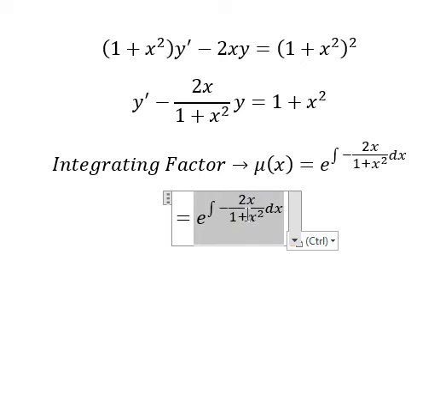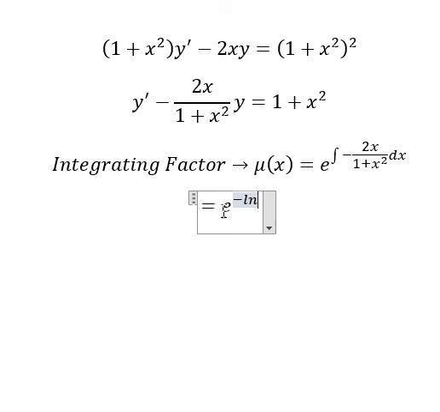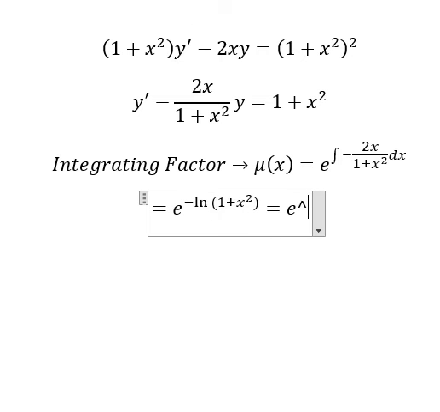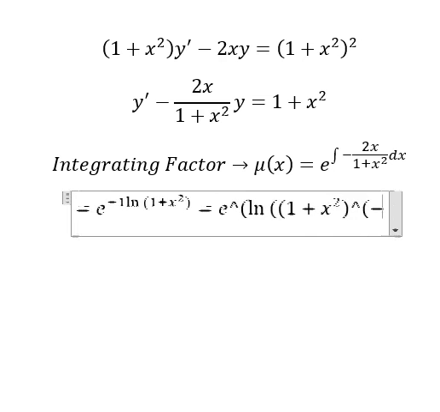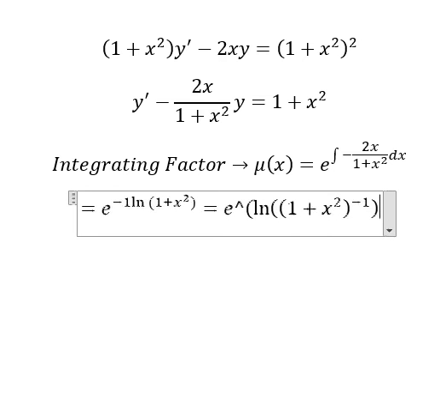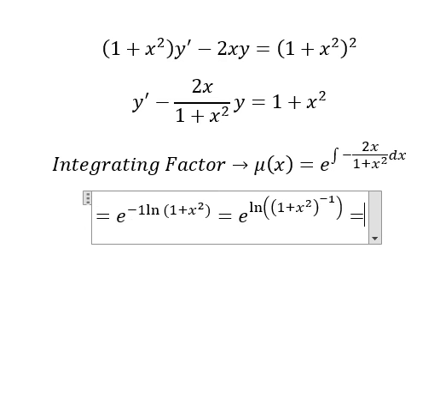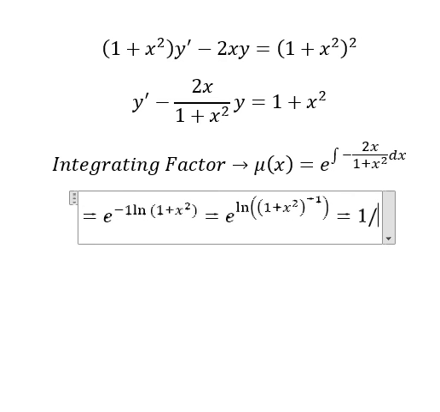The integration of this one is negative ln of 1 plus x squared. Because of the negative, that is negative 1, so I will put negative 1 inside the natural log in here. So we can simplify and we get it like this.